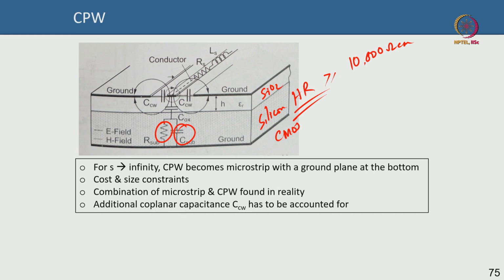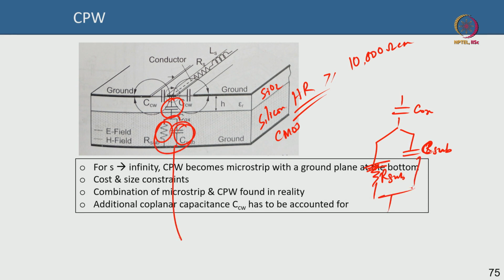Both of these exist in series with the oxide capacitance. The oxide capacitance will couple the signal on the top to the substrate below. So the oxide capacitance is going to be in series with a shunt capacitive loss of the substrate and a resistive loss of the substrate. These two factors represent the substrate loss, and you can see how the electromagnetic fields are propagating there.